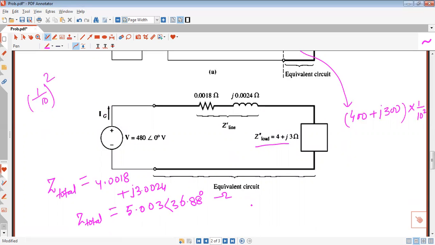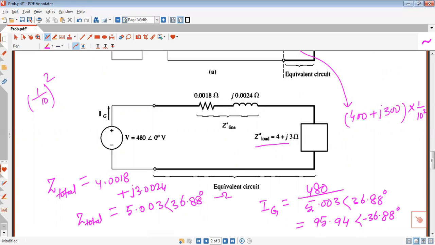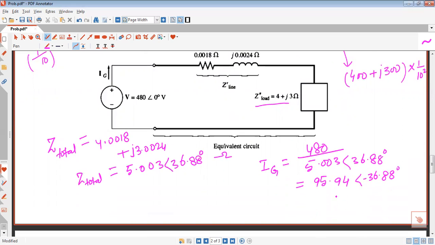This is generator current. So I can find out Ig, the generator current, which is equal to 480 divided by 5.003, angle 36.88 degree. So after solving this relation, we will get the value of current, which is 95.94 and angle is minus 36.88. Divide this by this and the angle will go upside, so it will be minus. So now our generator current is known.